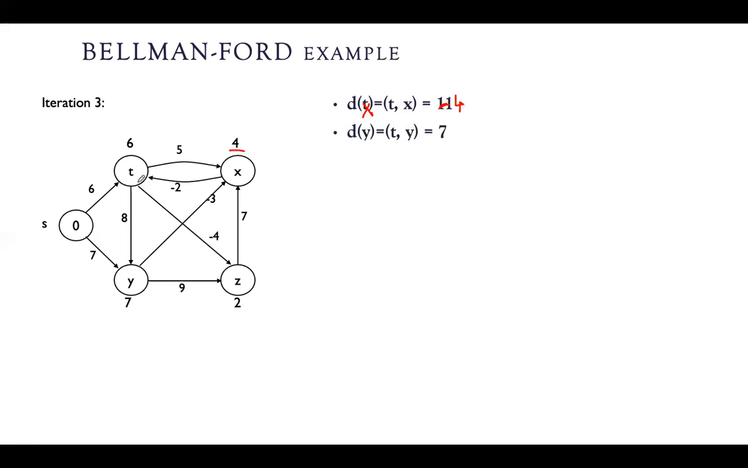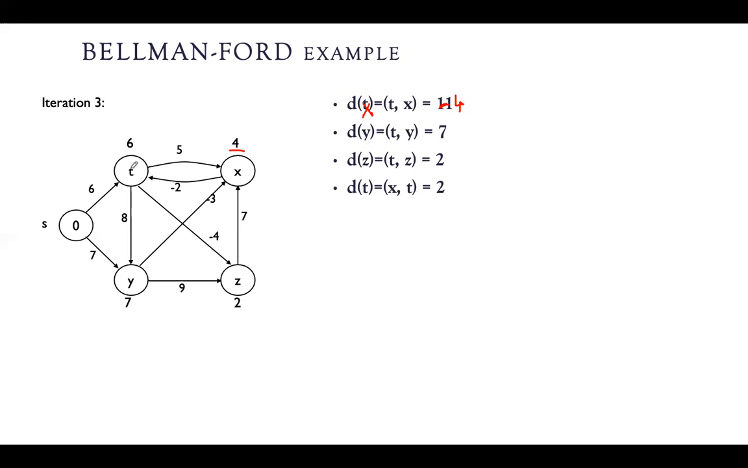Next, t to y. Distance is 7. 6 plus 8 is 14, which is greater than 7, so keep it as 7 itself. Next, t to z. 6 minus 4, 2 is there. So 2. Next, x to t.